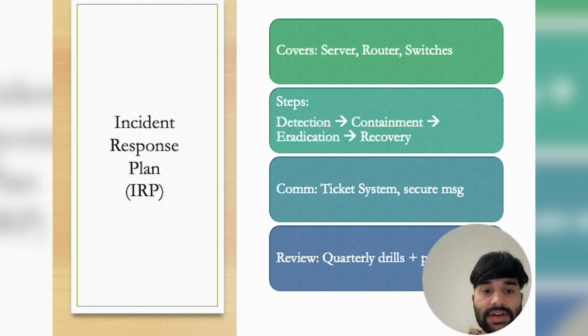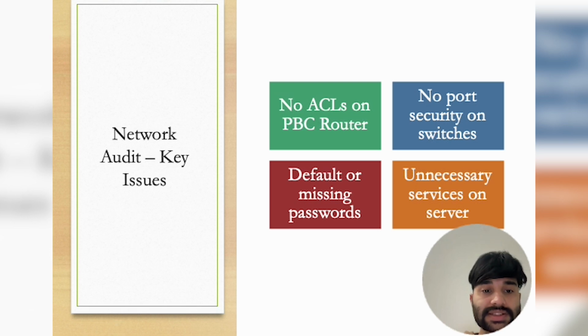For the next slides, I will discuss the incident response plan, that is IRP. Our IRP sets structured steps for detecting, containing, and recovering from incidents. We defined device-specific actions for routers, switches, and servers. We also included communication flows for reporting and escalation through the internal ticketing system. The IRP is reviewed quarterly and after major incidents. And for the next slide, I will discuss the network audit and the key issues.